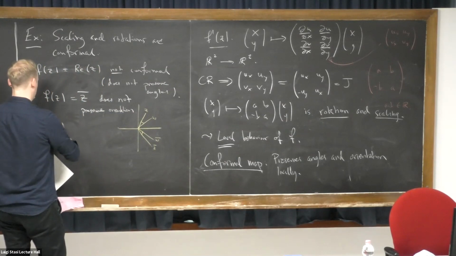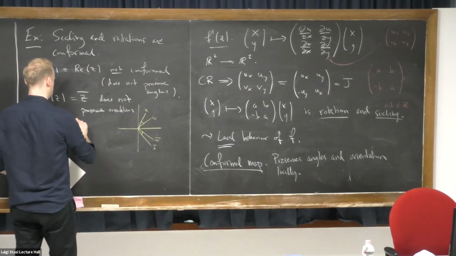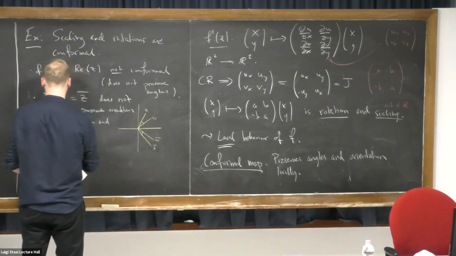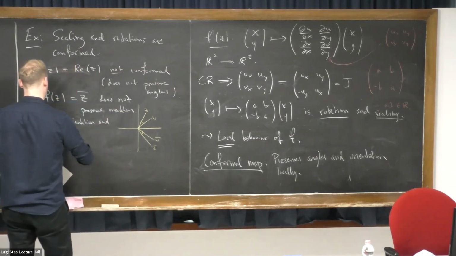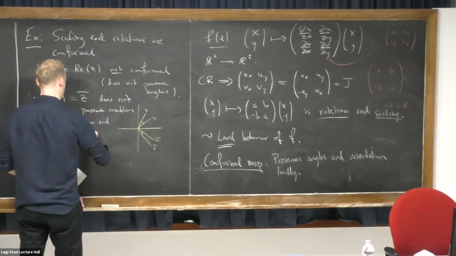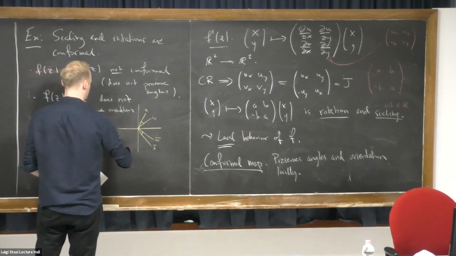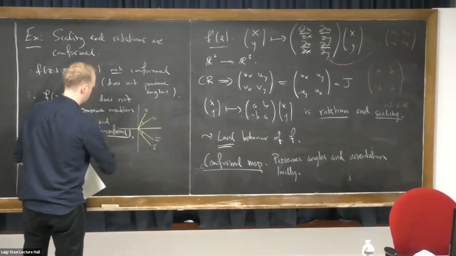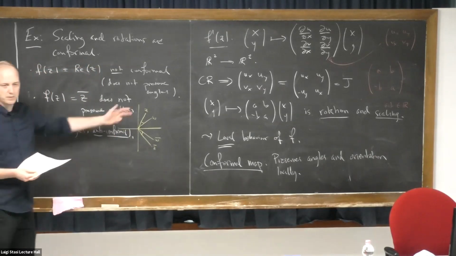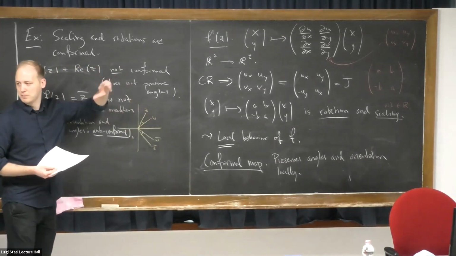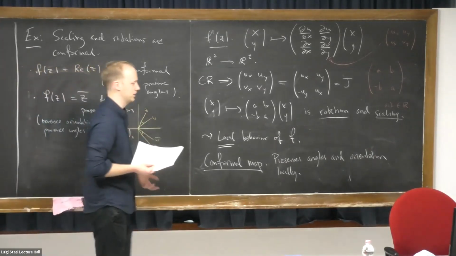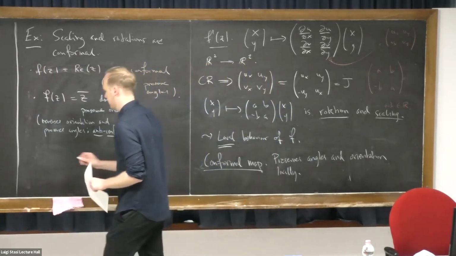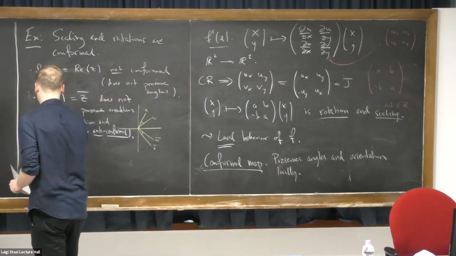It reverses the orientation and preserves angles. So this is called anti-conformal. The only thing is that it does preserve angles, it just flips everything, so it's strongly related to a conformal map, and will be called anti-conformal.